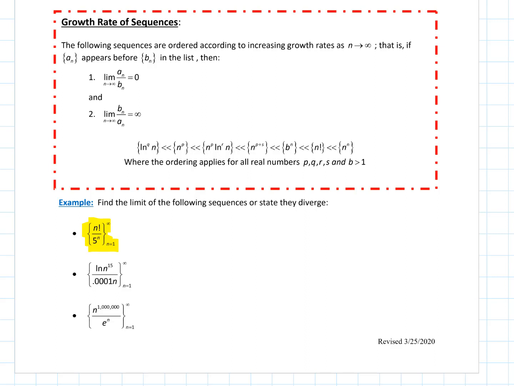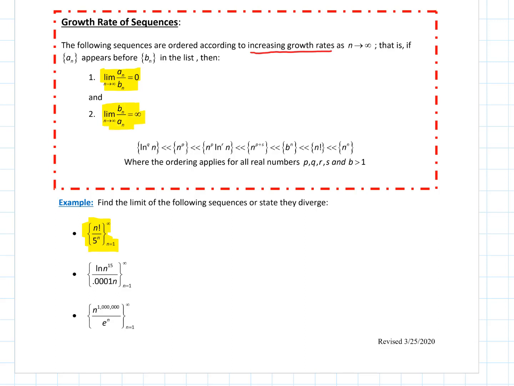And so that's what this growth rate of sequences says. It gives us a list. It says the following sequences are ordered according to their growth rates, in increasing growth rates, so that if a sub n appears before b sub n in the list, and we're taking the ratio of a sub n over b sub n, where the sequence on top is growing slower than the sequence on the bottom, another way to say that, the sequence in the denominator is growing faster, then this has to go to 0. And if we flipped that ratio and put the sequence that's growing faster in the numerator, well, then that limit would have to approach infinity.